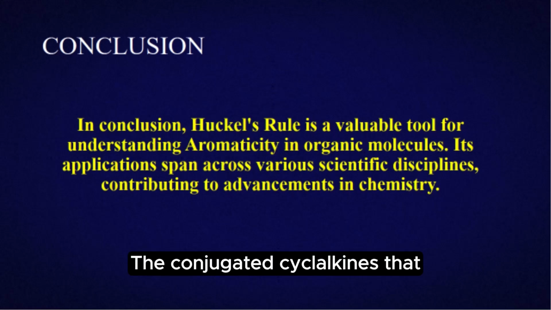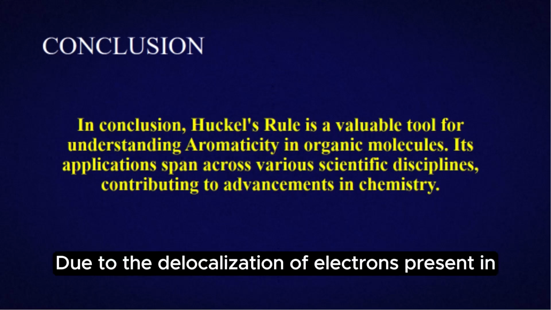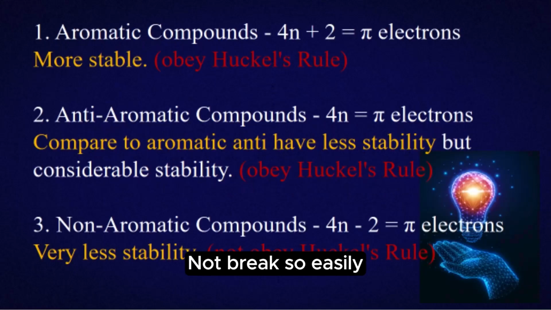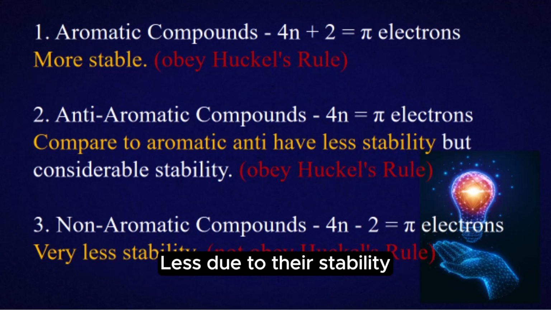Aromaticity is a property of the conjugated cycloalkenes that enhances the stability of a molecule due to the delocalization of electrons present in the pi orbitals. Aromatic molecules are said to be very stable, and they do not break so easily and also react less with other substances due to their stability. But with more conditions, the reaction speed is enhanced.